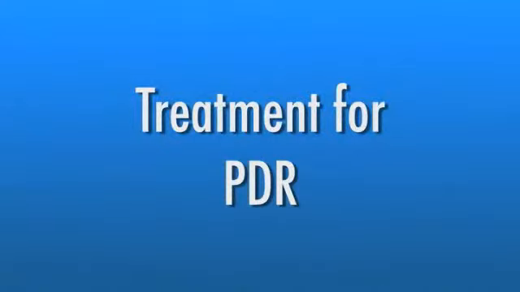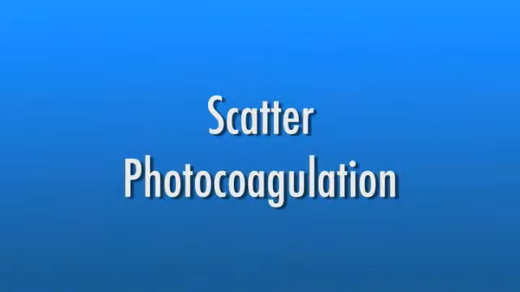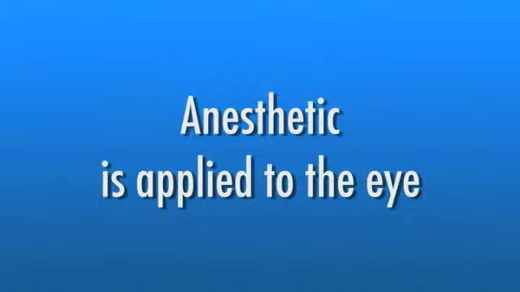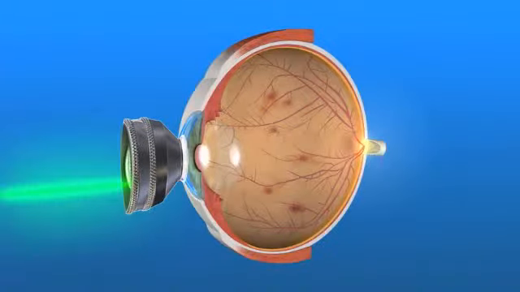Treatment for PDR is often done with laser, and it is called PRP, or panretinal photocoagulation. It is also known as scatter photocoagulation. The treatment is usually performed in an office setting. For comfort during the procedure, an anesthetic is applied to the eye. The laser is applied to the peripheral retina, avoiding the central macula.